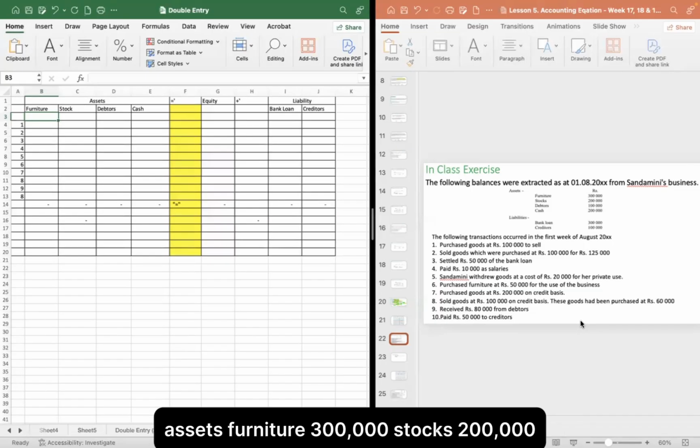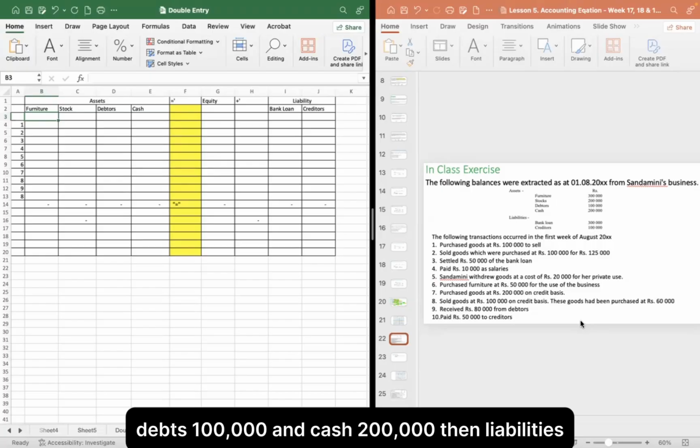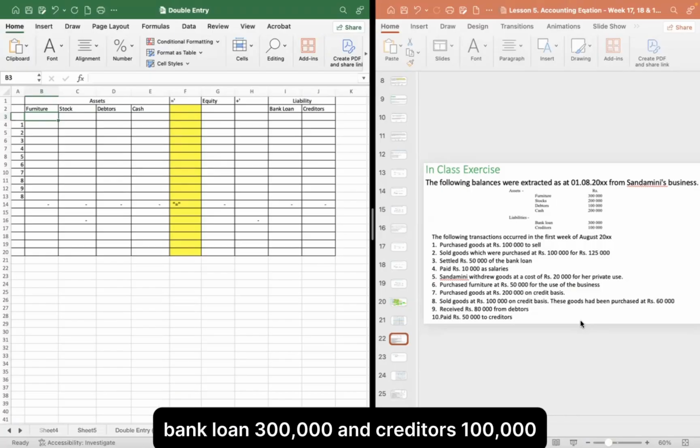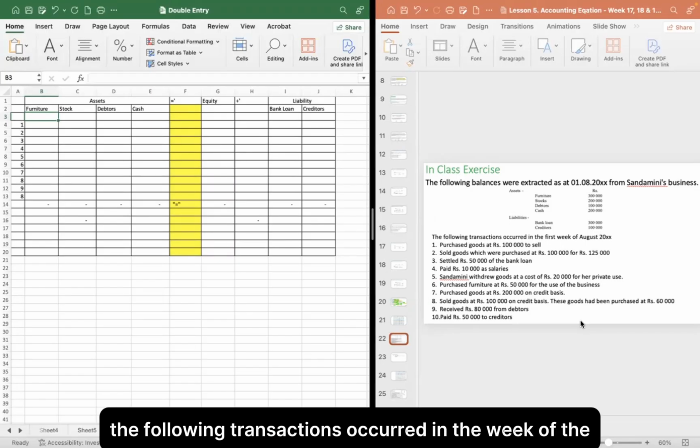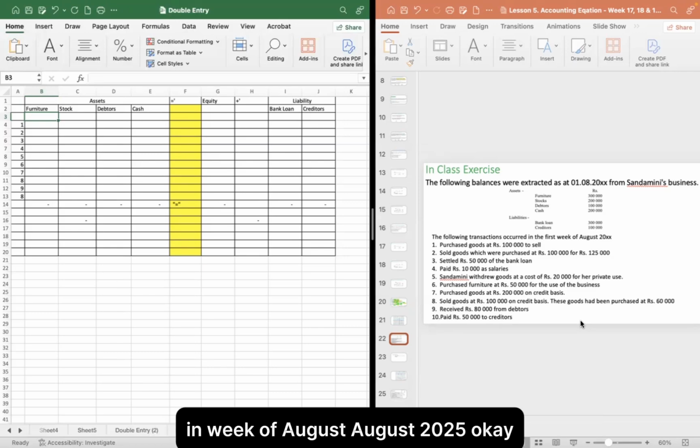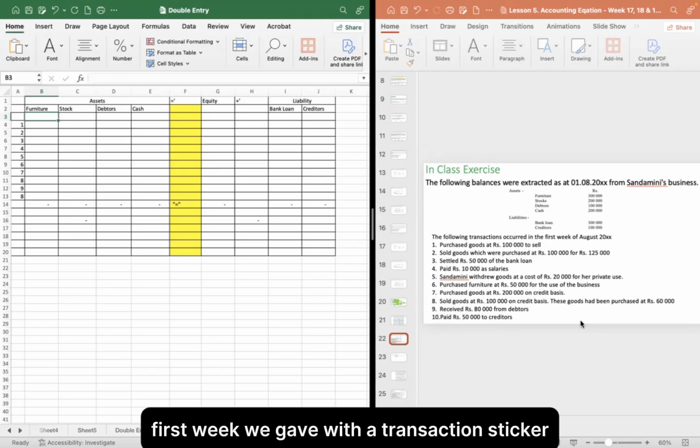Assets: furniture 300,000, stocks 200,000, debtors 100,000, and cash 200,000. Then liabilities: bank loan 300,000 and creditors 100,000. The following transactions occurred in the week of August 2025.